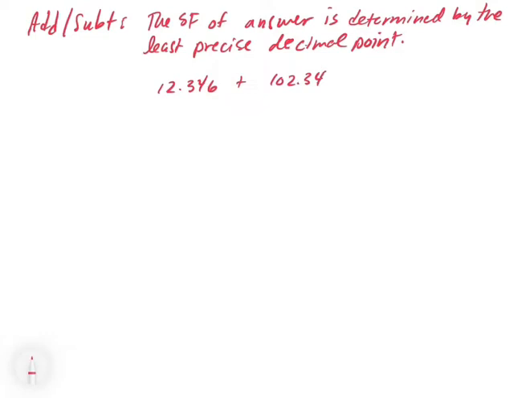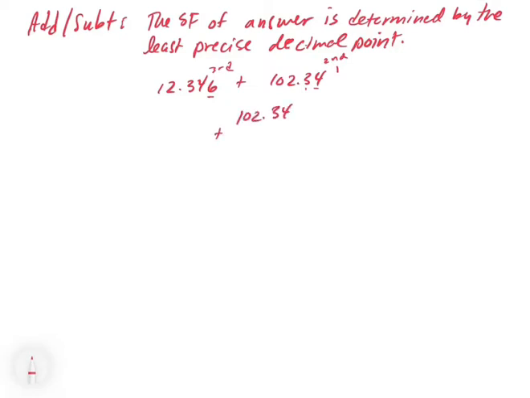So what do I mean by the least precise decimal? We don't care about the overall number of significant figures. We care about the one that's to the least precise decimal point. So if you look, this goes out to the 3rd decimal point. This only goes out to the 2nd decimal point. So this is the one that's going to control. And let me actually show you a simple trick for this.